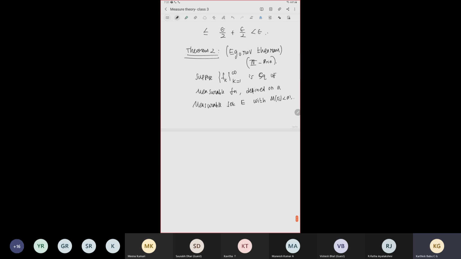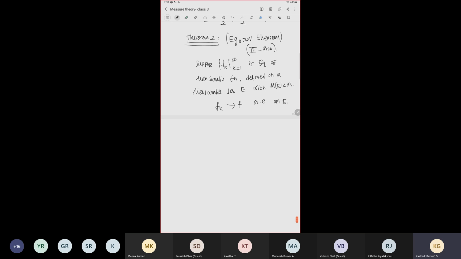So now we assume that f_k converges to f pointwise almost everywhere on E. Then for any given epsilon greater than 0, we can find a closed set A epsilon such that the measure of E minus A epsilon is less than epsilon, and the convergence restricted to the points of A epsilon, f_k converges uniformly.